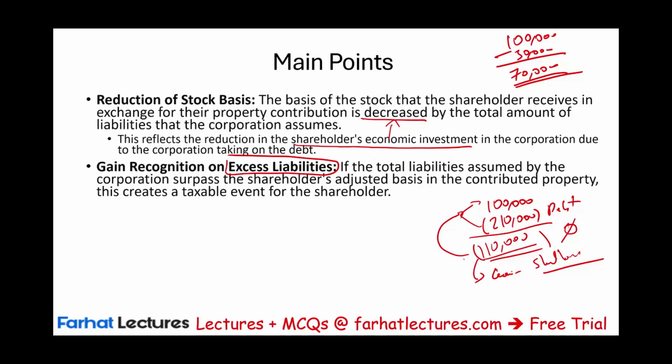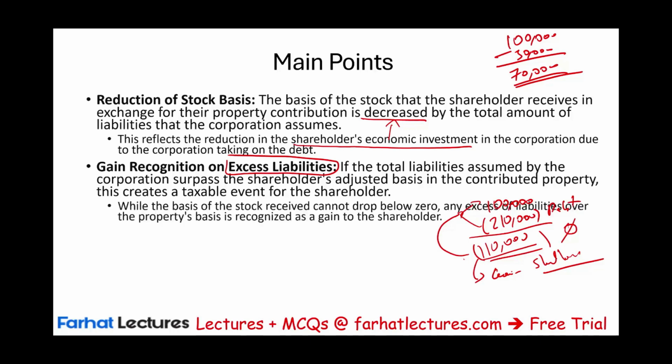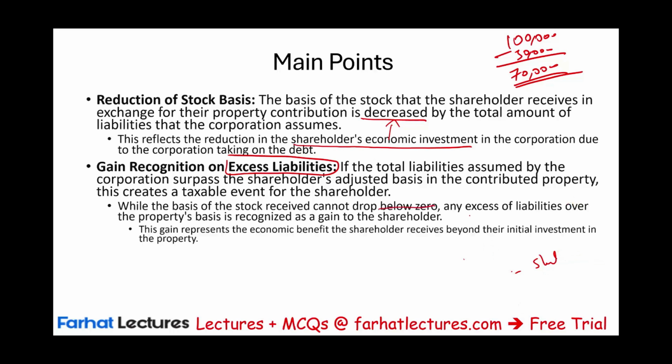The corporation took over the debt. Therefore, the 110,000 is a gain, and their basis in the stock is 0. So while the basis of the stock cannot drop below 0, any excess liability over the property basis is recognized as a gain. And this gain represents economic benefit the shareholder receives beyond their initial investment.